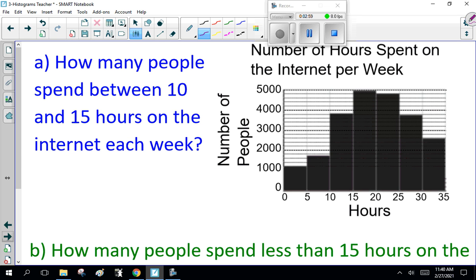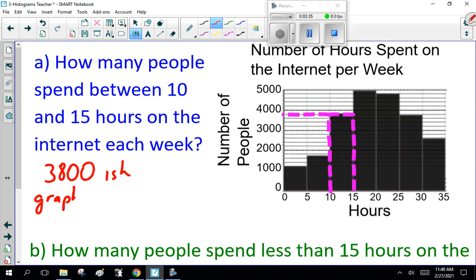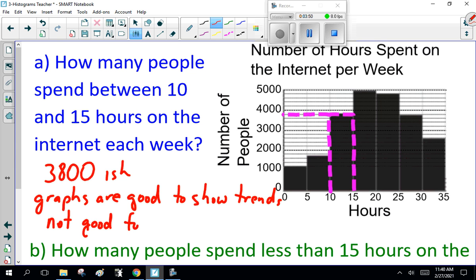Now, the number of hours spent on the internet per week, hours versus number of people. So how many people spend between 10 and 15 hours on the internet each week? So between 10 and 15, it's right here. And notice the lines, 2,000, 3,000, 4,000. Yes, each line is 200. So that looks like, for between 10 and 15 hours, looks like 3,800. I'm going to go ish. Just to remind you, graphs are good to show trends. Not good for exact values. Okay.